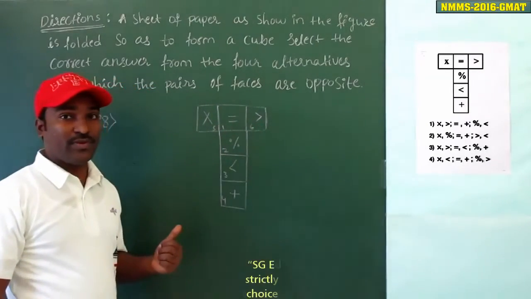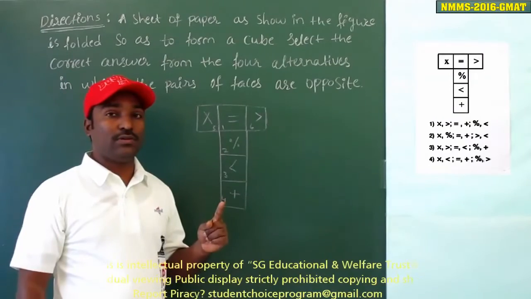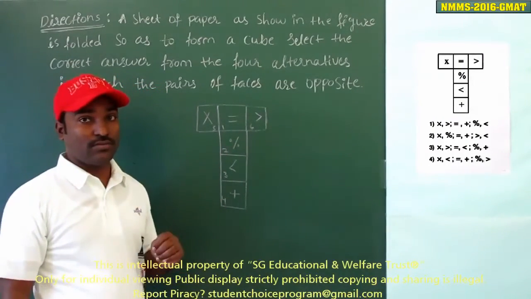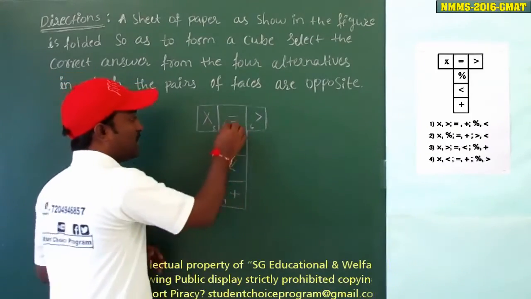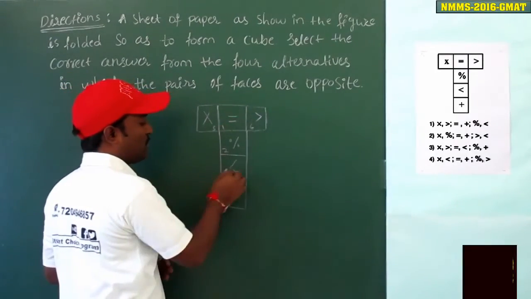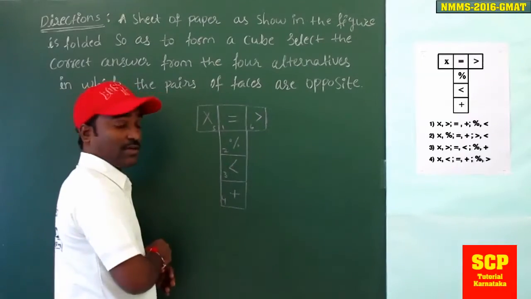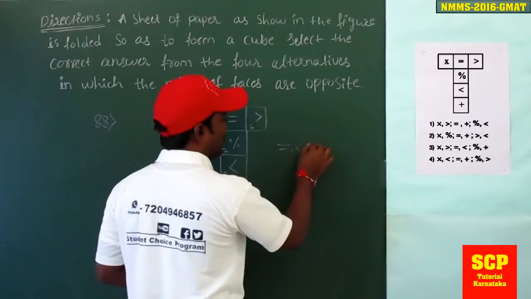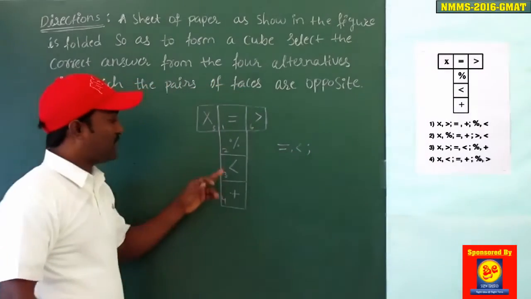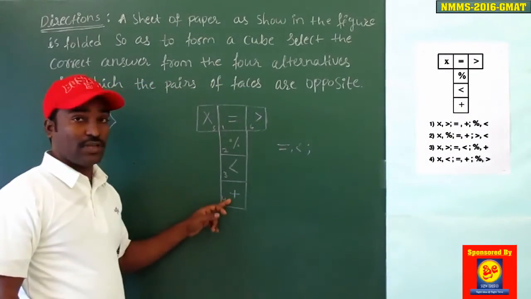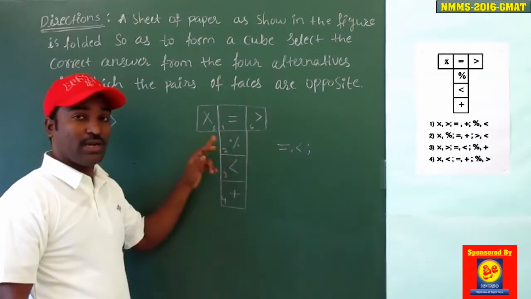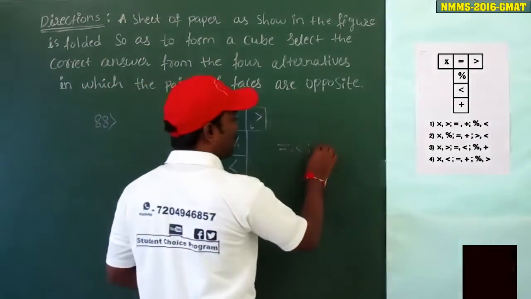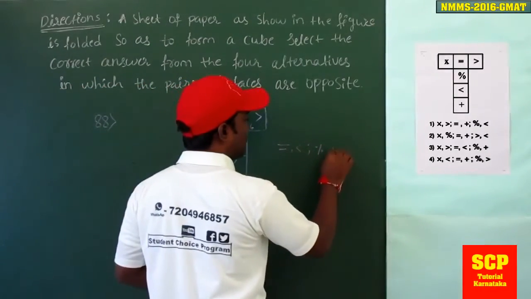Now as I said in the previous example, face 1 is opposite to face 3, and face 2 is opposite to face 4. This is the technique. That means the equal sign should be opposite to the less than sign. I will write here: equal sign is opposite to less than sign. Next, face 2 is opposite to face 4. That means the percentage sign is going to be opposite to the plus sign. Percentage sign is opposite to plus sign.